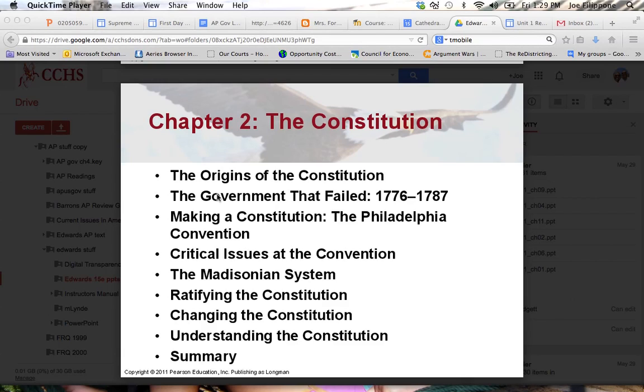Okay, so first flipped lecture, we're going to look at Chapter 2, the Constitution. And we're going to look at a few things: origins of the Constitution, government that failed, which means the Articles of Confederation. We're going to look at making a new Constitution, some issues that they came up with. We're going to look at this Madisonian system, and ratifying and changing the Constitution, and then we're going to see if we're understanding the Constitution.